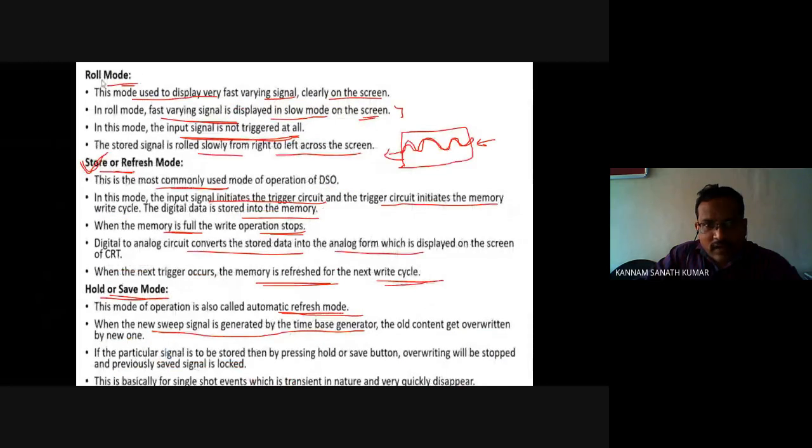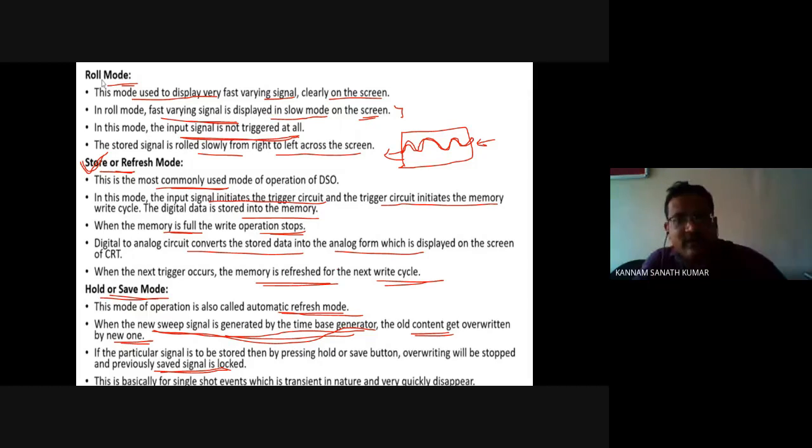See here, the old content is overwritten by the new content. When you are getting a new sweep, whatever the old content is there will be overwritten by the new content. Okay. So for a particular signal to be stored, on pressing the hold or save button, overwriting will be stopped, and the previously saved signal will be locked.